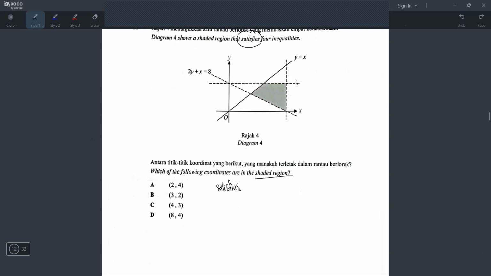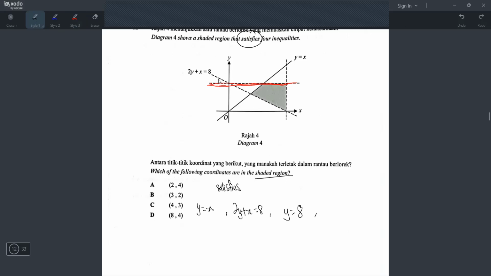So we have the first line, which is y equals x. So this is the first line equation. And then the next line would be the line 2y plus x equals 8. So we have 2 lines. But I already said there's 4 lines there. So there should be 4 equations. So can you see the third line? This one, right? This line. So this line is actually y equals 4, right?